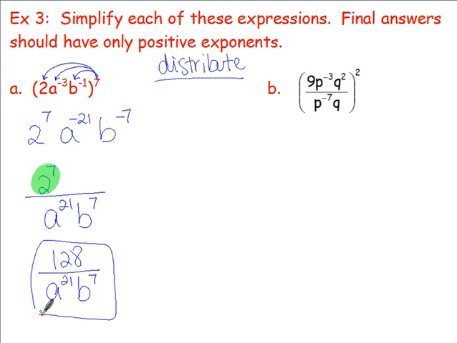Hopefully you saw parentheses and you distributed. There are 5 things to distribute to. We're distributing to the 9, to the top P, to the top Q, to the bottom P, and to the bottom Q.